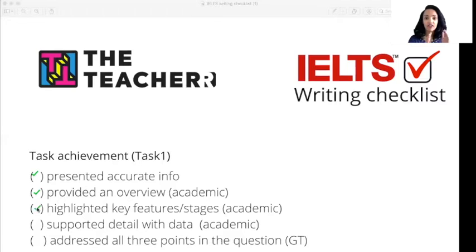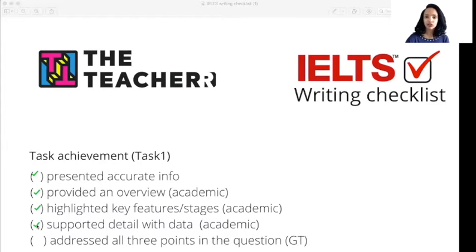Another thing you need to do for the academic writing test is highlighting key features of stages. What I mean by that is you need to have a paragraph where you talk about the most important things covered on that graph or on that map. So you're going to briefly talk about the main points that you can identify on that writing without mentioning things that are not on the graph. If you mention things that cannot be seen on the graph, your grade will suffer.